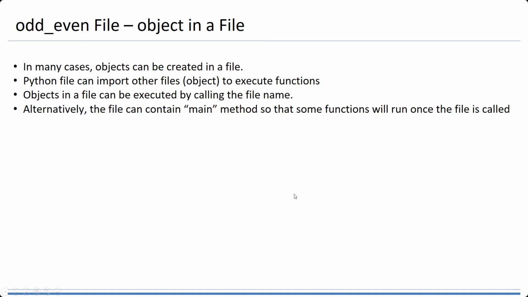So in many cases, objects can be created in a file. Python file can import other files or objects to execute functions. Objects in a file can be executed by calling the file name. And alternatively, the file can contain main method so that some function will run once the file is called.